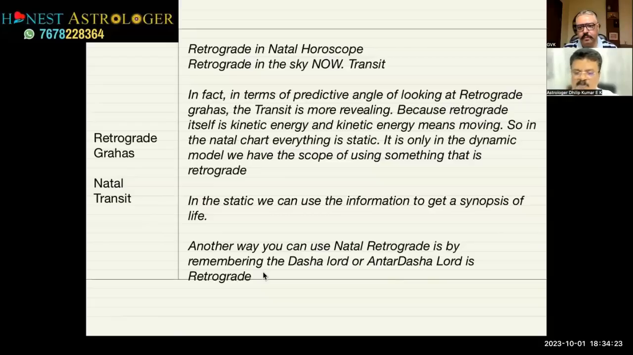Whereas in the static horoscope, we can only look at it once in a while, or we can consider it as a synopsis. In the static, we can use the information to get a synopsis view of life. Because if you look at any horoscope in terms of past life and what your main agenda here is, it is mostly going to be the Rahu Ketu position. But if you extend that idea, if you have a retrograde planet in the horoscope, maybe even that planet can be considered like Rahu and Ketu.